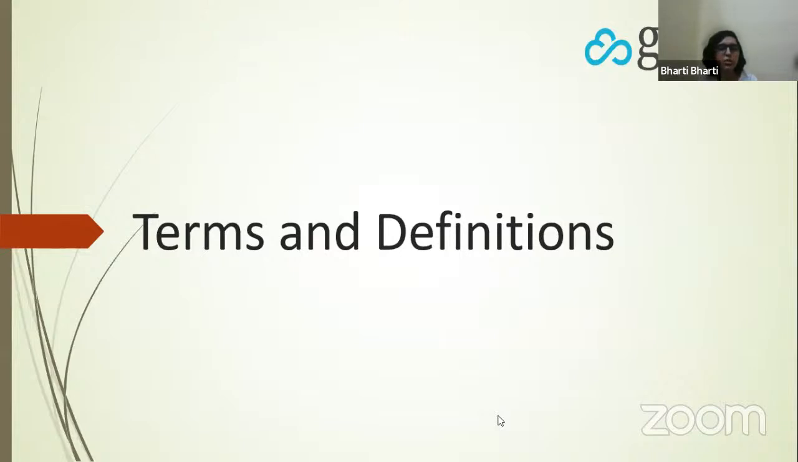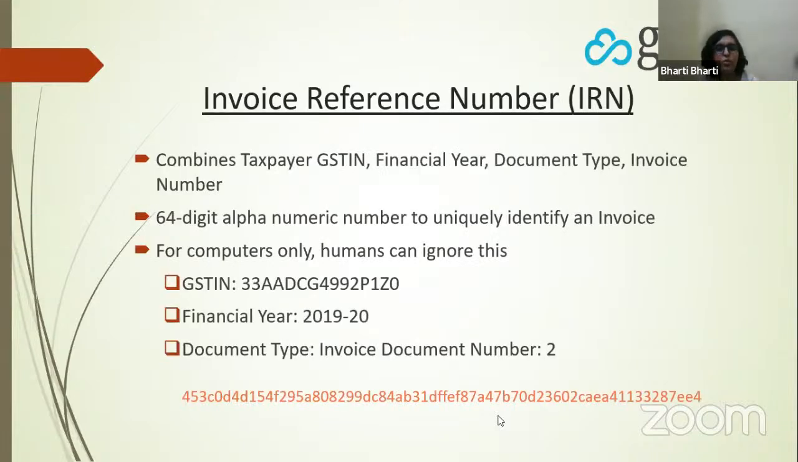Now moving on, we'll look at some terms and definitions. Invoice Reference Number, IRN. This is what you keep hearing in regards to an e-invoice. This is basically a unique number that is issued for an invoice. It is a combination of the taxpayer GST number, financial year, document type, and invoice number. So based on these four details, a unique 64-digit alphanumeric number is generated and given to you on an e-invoice. So it is for computers only. You will not be able to decode it.